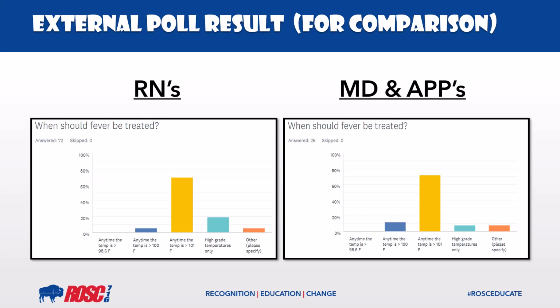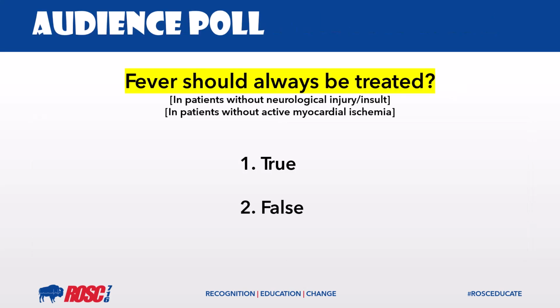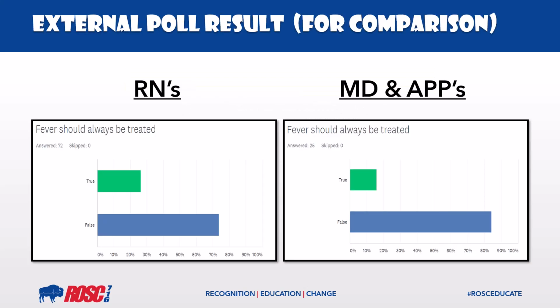So let's take a look at our external poll results. As you can see from the surveyed population, the majority of folks said anything greater than 101. There were some folks that said greater than 100, a few that said high-grade temperatures only, and then a few that also said I need more information. So with that, one more question. Fever should always be treated. True or false? Again, we'll compare that with our external poll results, and you can see the majority of our surveyed population says false. But just to identify the variation in opinion when it comes to fever treatment, you can see almost 30% of the critical care RNs answered true. That is, all fevers should be treated.